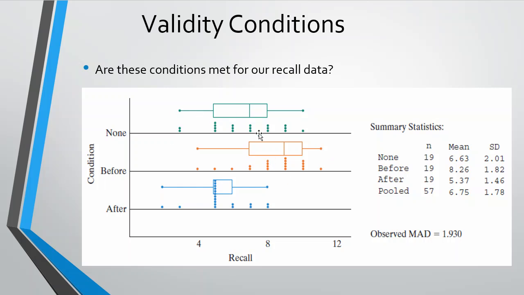This data here is nice and symmetric. This one's pretty nice and symmetric. But this one, look at the skew left on this. So I would say this data set is not really satisfying the validity conditions. It's not big enough, and it's skewed left, so that's a problem.